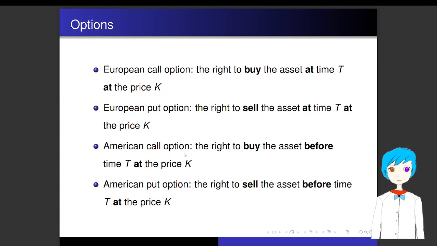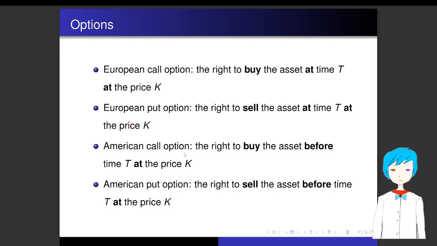So there are four types of options we are going to introduce in our class. The first is the European call option, which gives the holder the right to buy the asset at time capital T at the strike price K. The European put option, which gives the holder the right to sell the asset at time capital T at the predetermined price K.